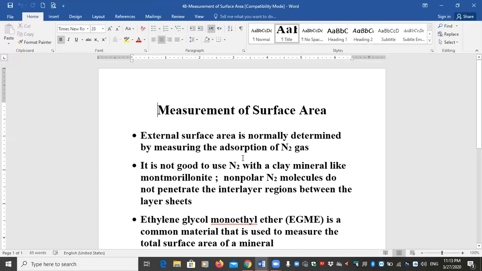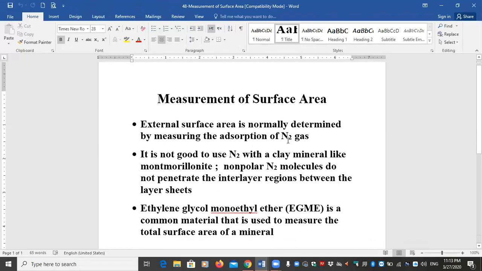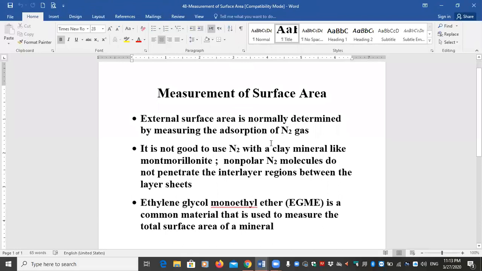The measurement of surface area. External surface area is normally determined by measuring the adsorption of N2 gas. N2 gas is not a polar gas, it's a neutral gas.